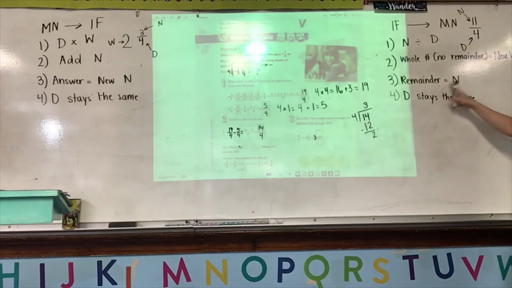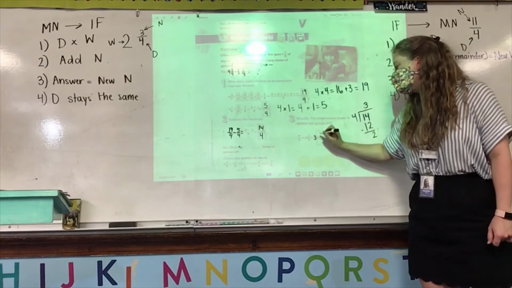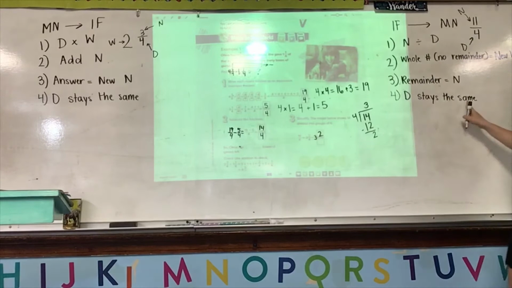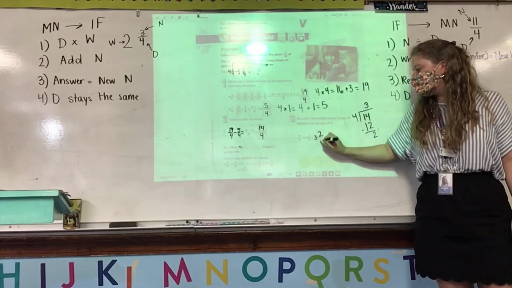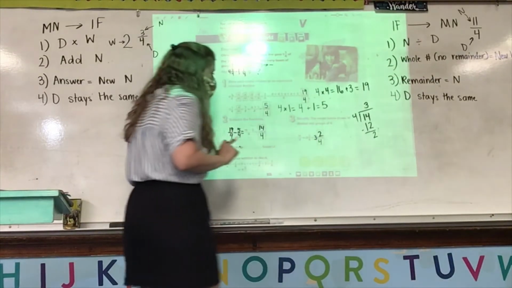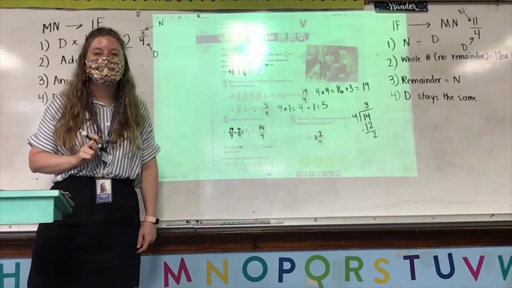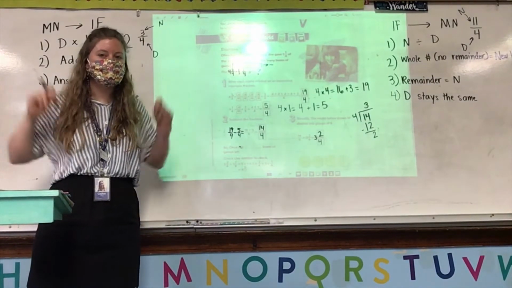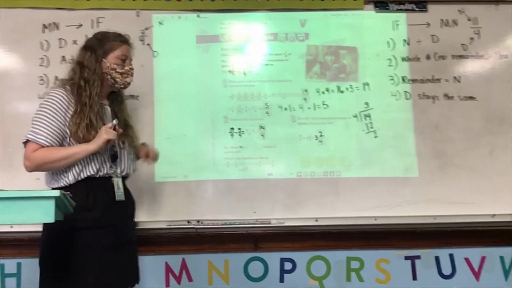The remainder is the new numerator. What's our new numerator, class? 2. Our denominator stays the same. What's our denominator? 4. So 14/4 is equivalent to 3 2/4.